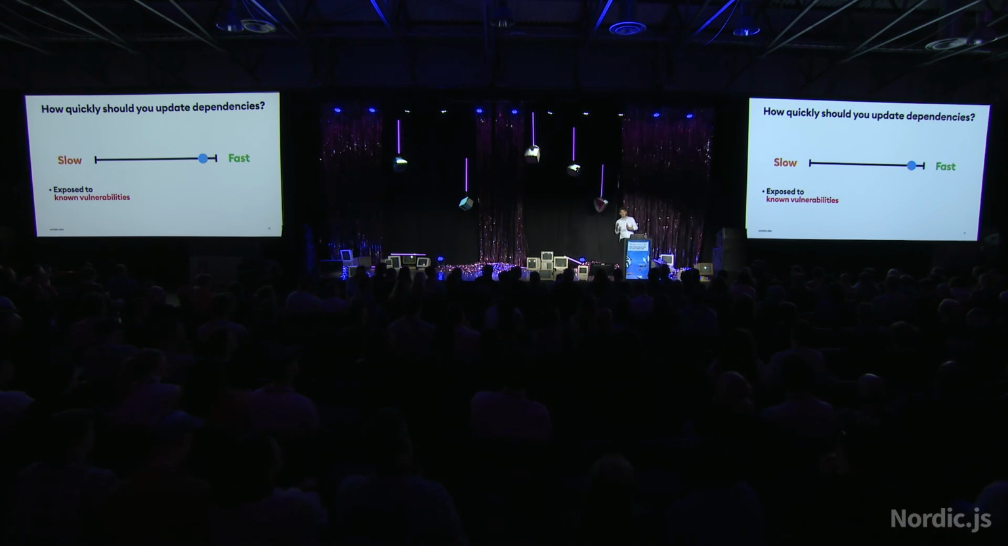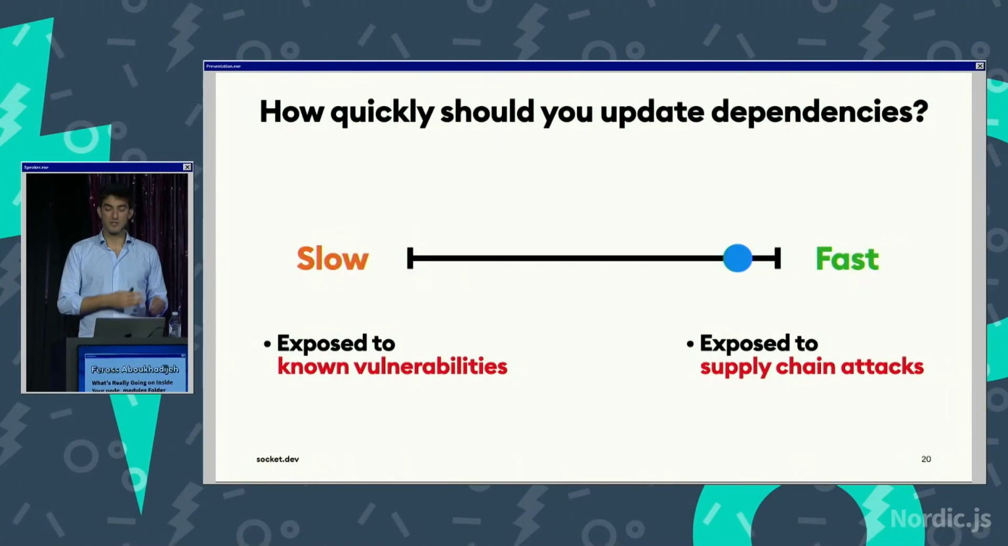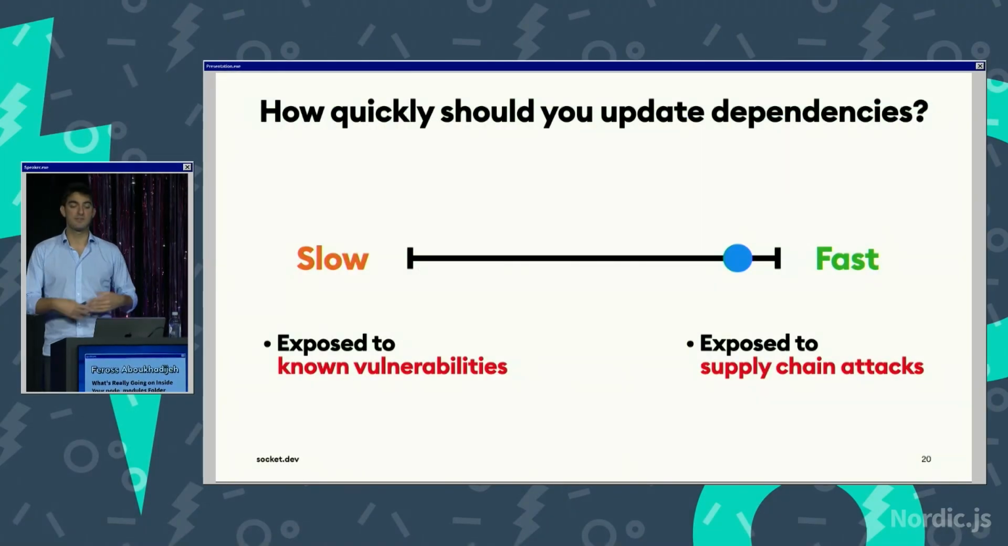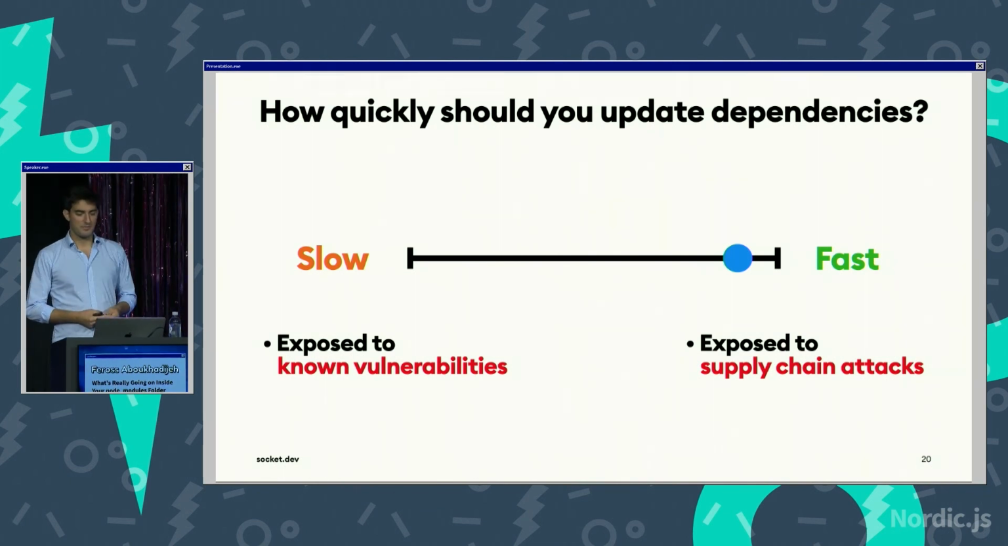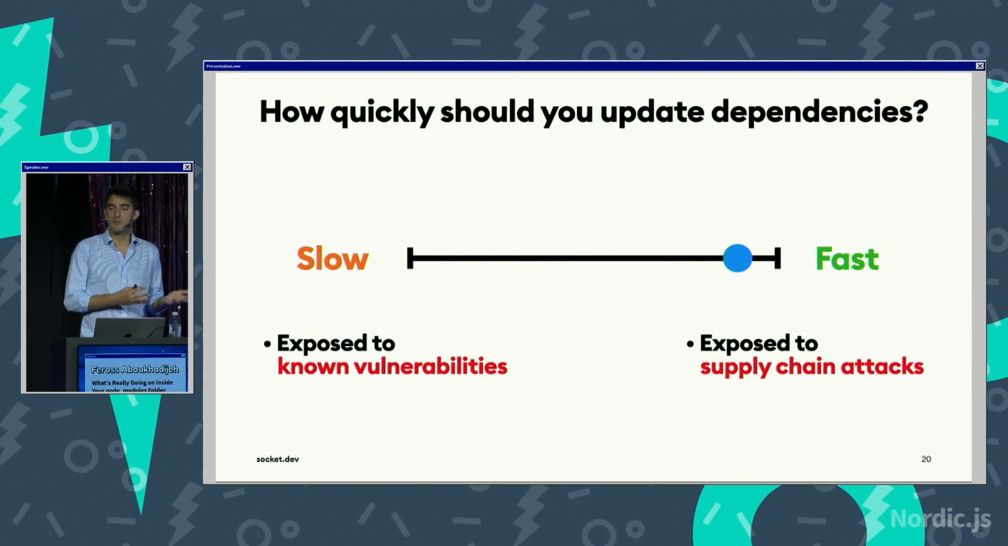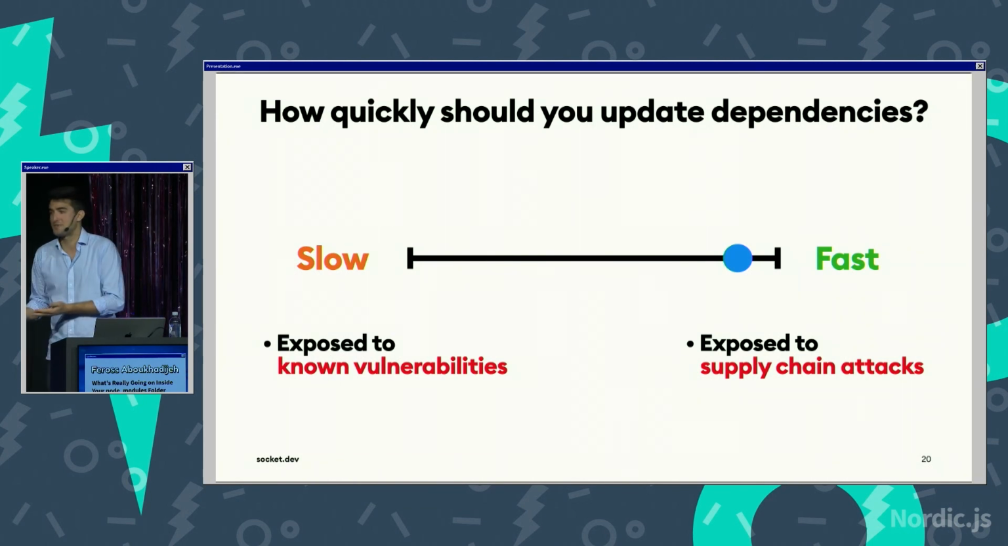So a lot more organizations are on the fast side now, but we're learning this exposes us to supply chain attacks, because the quicker you update your dependencies, the fewer eyeballs have had a chance to look at that code. To make a virus analogy, you can't benefit from herd immunity if you are the first person to catch the virus. So you need some time for the community to find any issues in those packages.